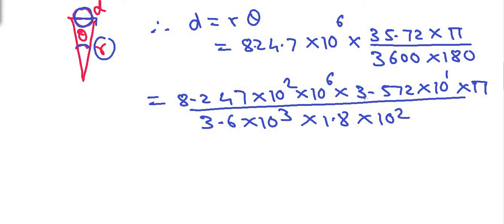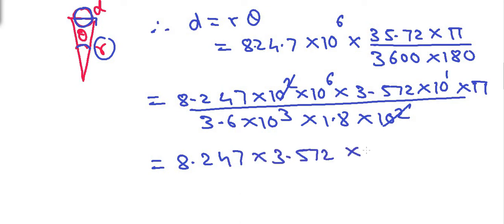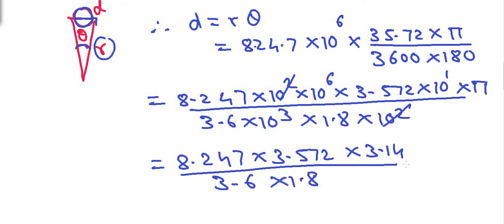Now let us balance the power of 10. This 10 raised to 2 from numerator and denominator both gets cancelled. So we are left with now 8.247 into 3.572 multiplied by pi 3.14 divided by 3.6 into 1.8 and the power of 10 now. From denominator is 10 raised to 3. Shift it to numerator, it will become 10 raised to minus 3. This 10 raised to 6 minus 3 10 raised to 3 into 10 raised to 1. So total power is 10 raised to 4.